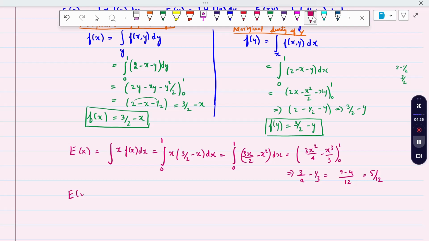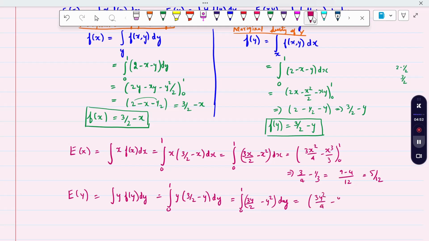In the same way, E of y is the single integral over y of y into f of y dy. So the integral over 0 to 1 of y into 3 by 2 minus y dy. Take y inside, then integrate it. Now 3y squared divided by 4 minus y cubed divided by 3, from 0 to 1, the same solution. So 5 by 12. That's completed.